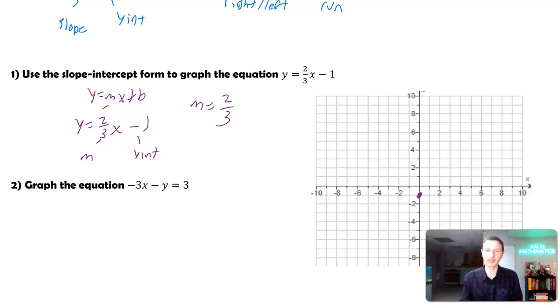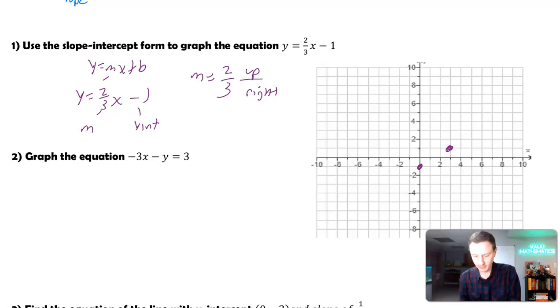So how do we translate that slope of 2/3 into the actual graph? Well, 2/3 means the top number is positive, so that means I'm going to go up 2. Bottom number is positive, so that means I'm going to go right 3. So from that y-intercept of -1, I'm going to go up 2, right 3, up 2, right 3, and so on. So up 2, right 3, put us right here. Up 2, right 3.